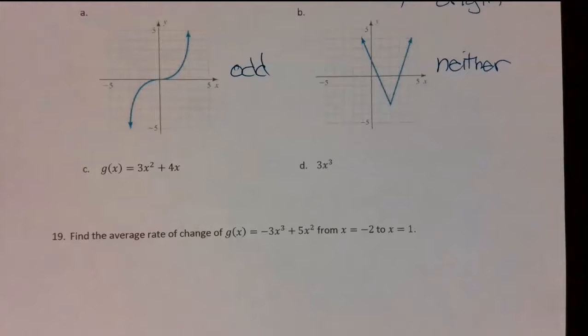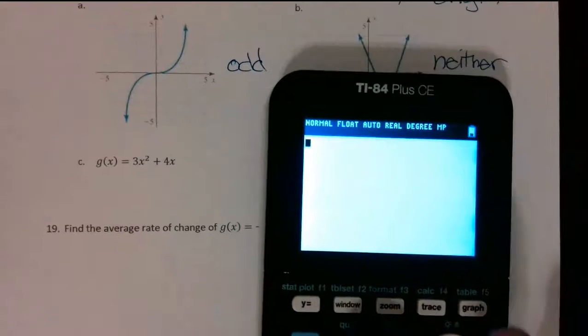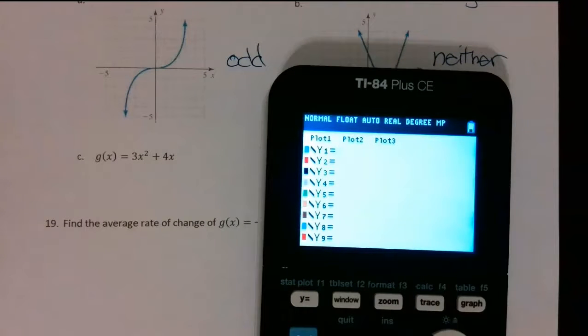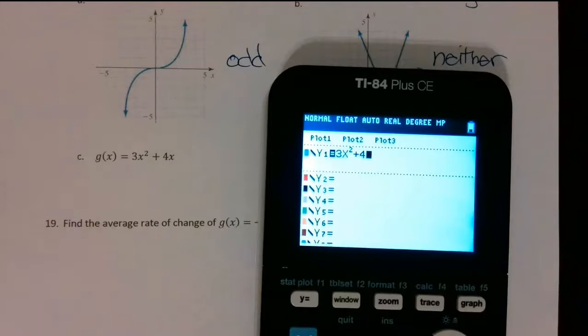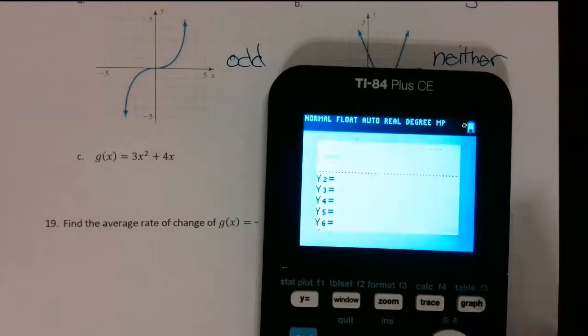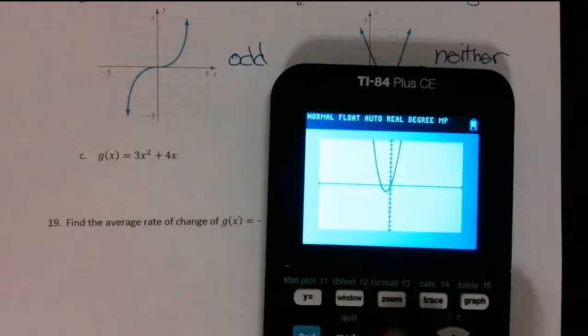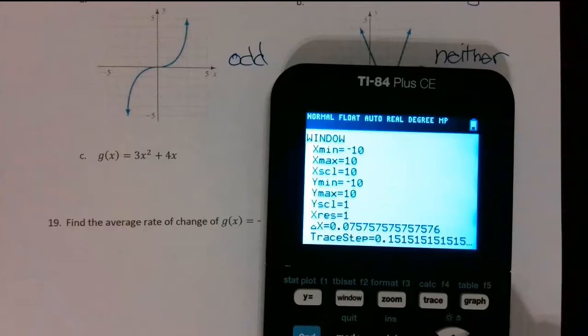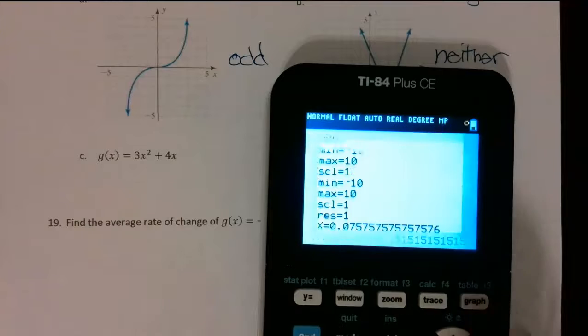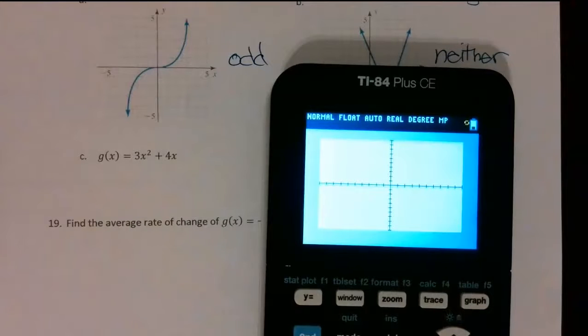Okay, for C and D, I want to use my graphing calculator to see what these look like. So I'm going to go to y equals. I'm going to type in my function. And then I hit graph. Let me check something on my window. There we go. It just wasn't showing my tick marks.